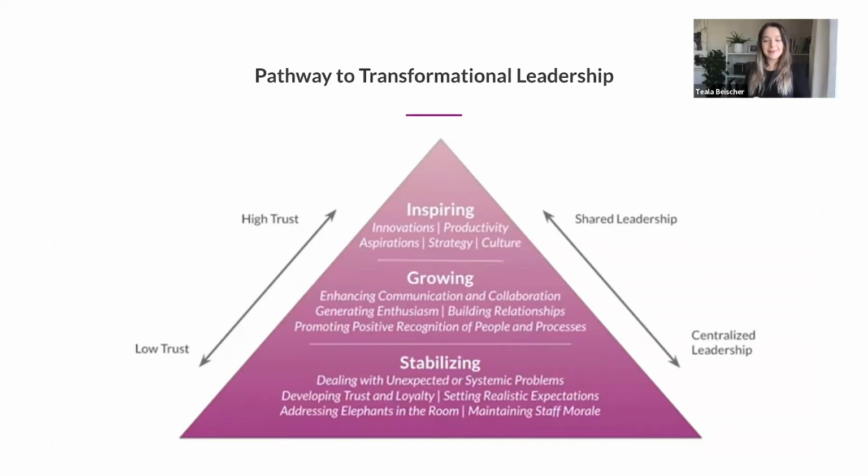So my recommendation for using this as a resource when you're thinking about planning your own exchange series is to consider, where am I realistically on this pyramid? And if we're going to circle back to that suddenly remote example, consider where your organization is at. Do they need some stabilizing conversations? Are they still settling into things? Is there still confusion and perhaps not clear policies? You could start with the stabilizing options, which are to deal with unexpected or systematic problems, to set realistic expectations, and to address those elephants in the room.